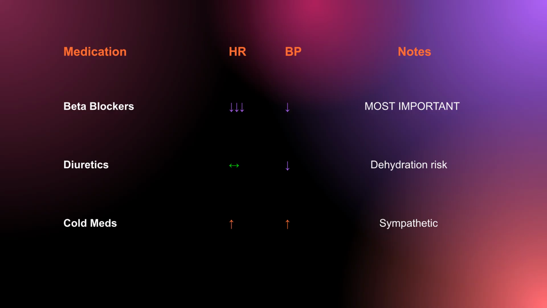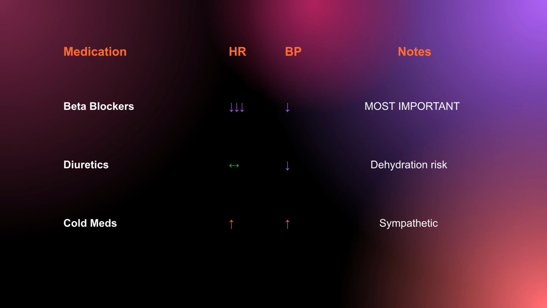Beta blockers. These lower heart rate, both at rest and during exercise. This is a big one to remember. Calcium channel blockers. These lower blood pressure, but usually don't have much effect on heart rate. ACE inhibitors also lower blood pressure, with little to no effect on heart rate.